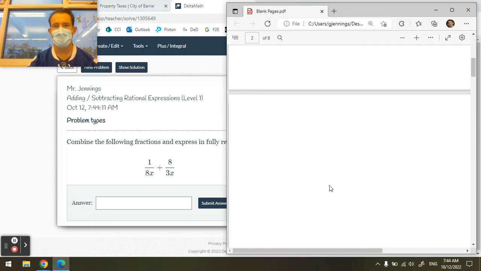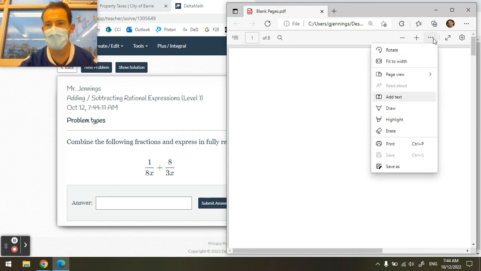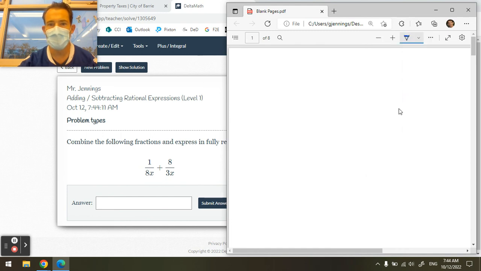We start by copying it out carefully. 1 over 8x. Oh, and we need a pen to draw with. 1 over 8x plus 8 over 3x.